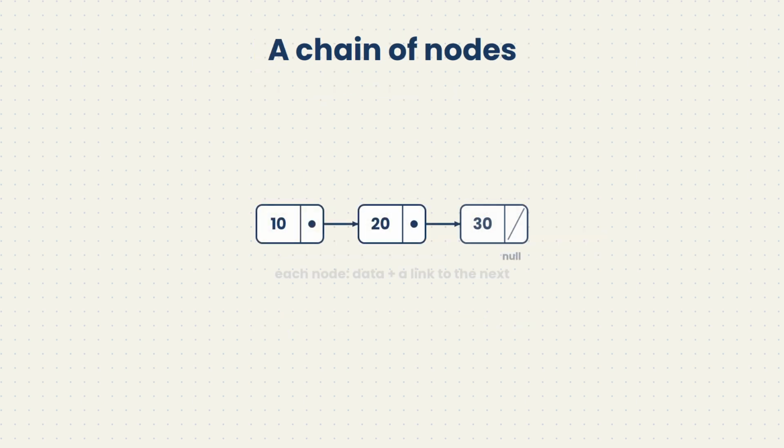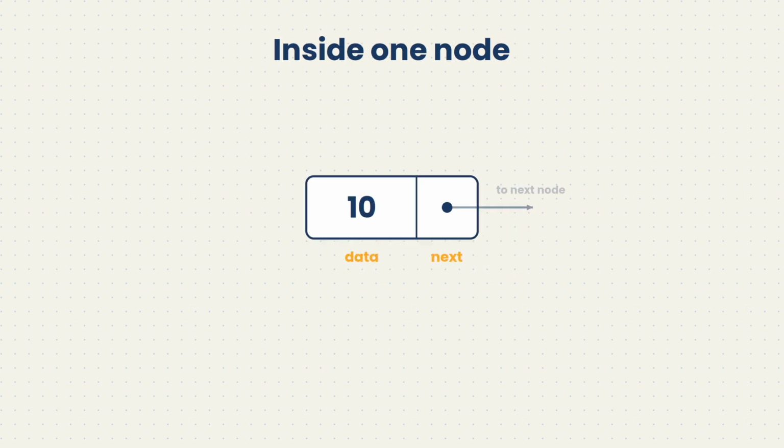A linked list is a chain of small, separate objects called nodes. Each node holds two things: a piece of data and a link, a pointer, to the next node in the chain. Instead of living in one solid block like an array, the nodes can sit anywhere in memory, held together only by these links. Follow the links from the first node to the last, and you have walked the entire list.